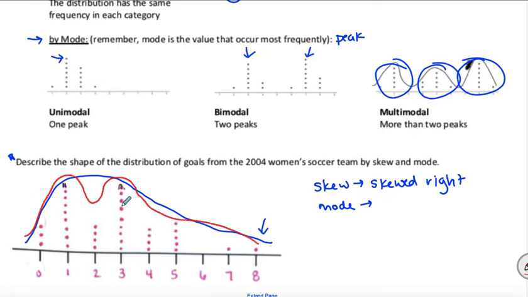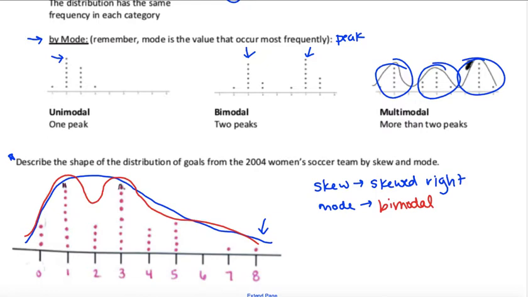discussed there's 2 peaks here. One that's happening on number 1 and the second one that's happening on goals that were scored 3 times in a game. So I would call this bimodal. So I would describe the shape as skewed right and bimodal.